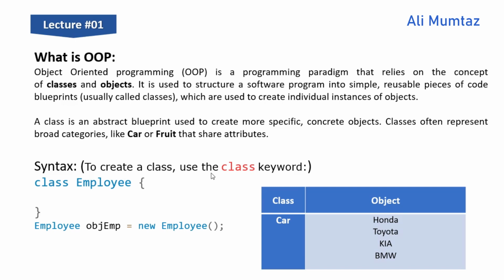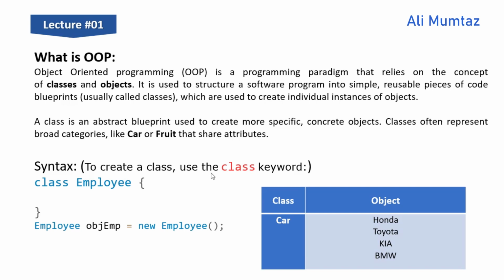Like the class starts with the keyword class, the object starts with the keyword new. We have created an object of this class Employee below. Employee objEmp is the object of Employee, and we have created that object with the new keyword, new Employee. So this is the basic difference between classes and objects.